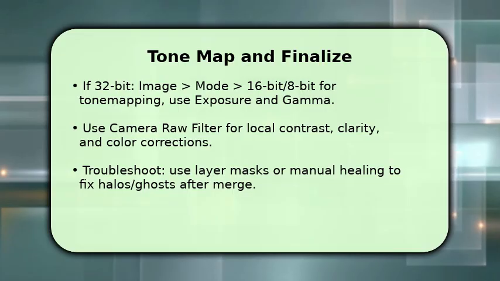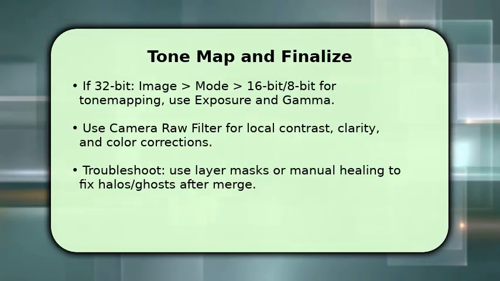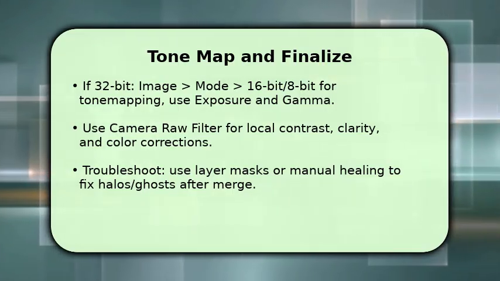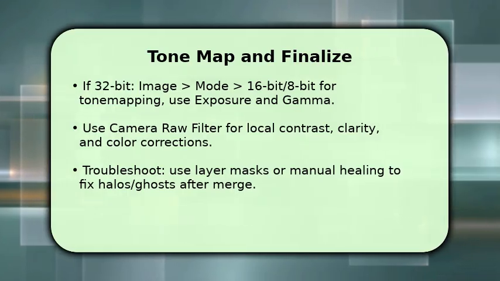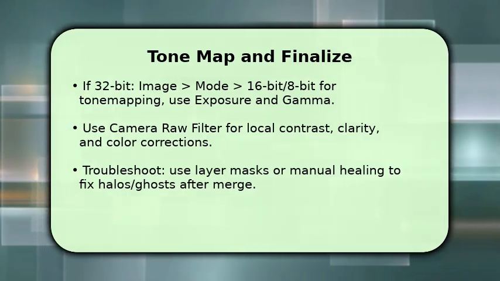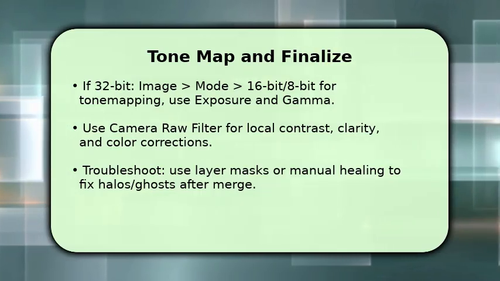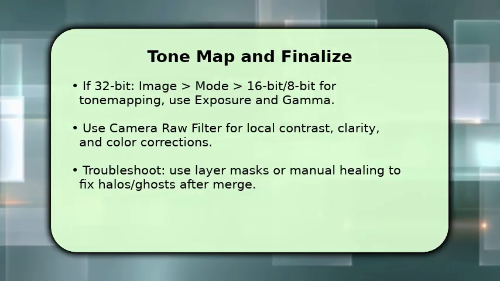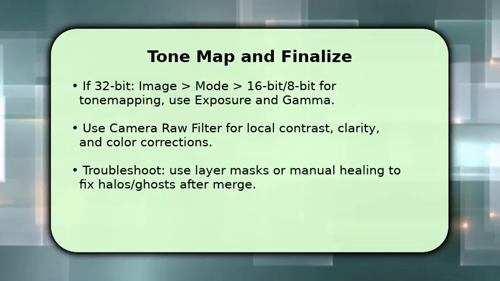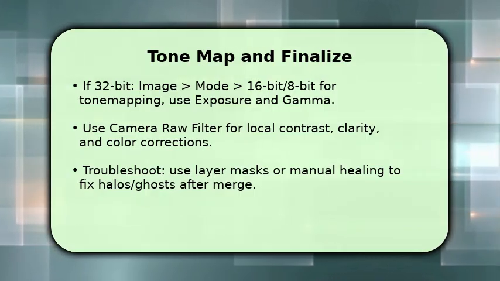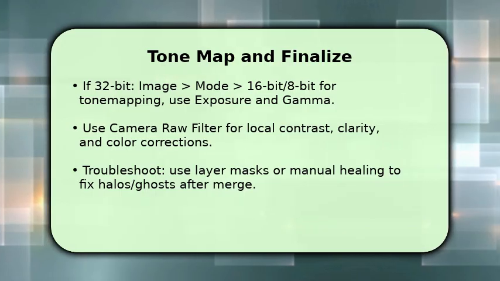Once merged, you finish by tone mapping and refining. If you used 32-bit, convert down to 16 or 8-bit using exposure and gamma adjustments to compress the range while preserving detail. Then apply Camera Raw filter or curves for local contrast, clarity, and color balance, because these tools retain natural tonality. Finally, inspect edges and highlights.